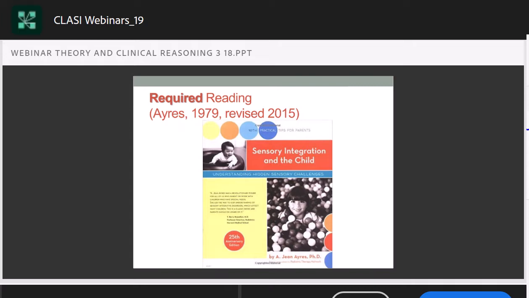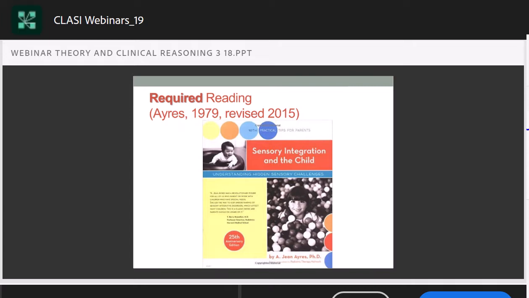She wrote these ideas in her book, Sensory Integration and the Child, that she published in 1979, and we were very fortunate to be able to revise this book to have a more modern look at it and some of the language, and we have some contributions by various authors who are experts in the individual areas. That was done in 2015.